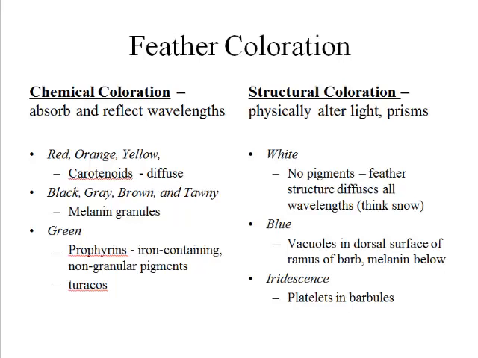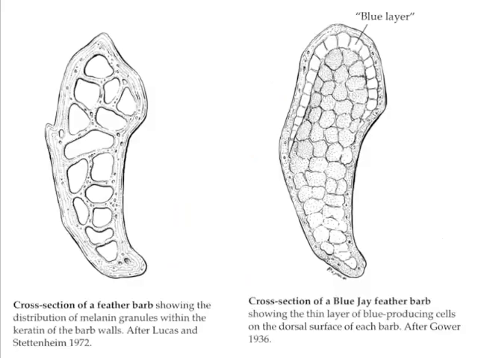Then we have blue. Blue is a structural color produced by the rami of the barbs, the central shaft of the barb. If you look at that central shaft in cross-section, it's really interesting. The outer cortex is clear, and the cells closest to the dorsal upper surface are filled with air vacuoles. The cells just beneath those have melanin pigment. So the vacuoles, the open bubbles, basically scatter blue light.